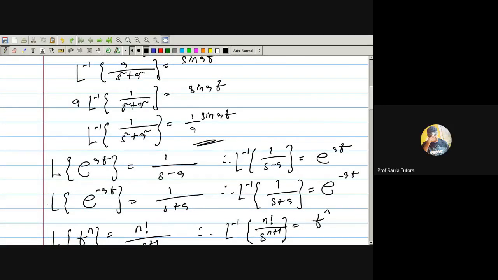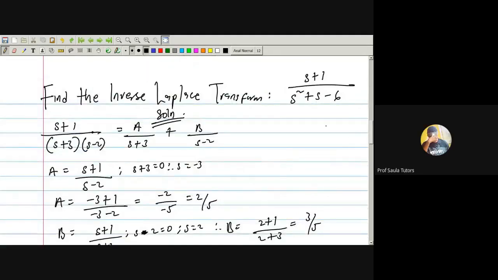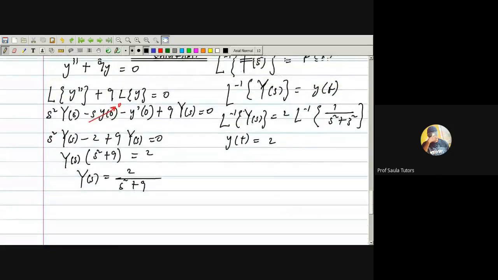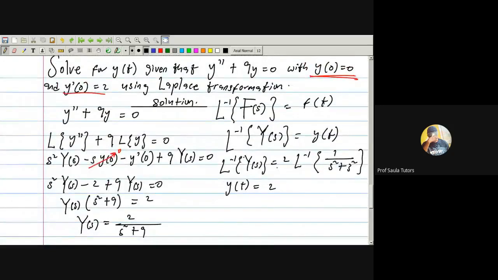Sine, yes, sine. 1 over a sine of at. Do you see that? 1 over a sine of at. Exactly. So what do you have here?